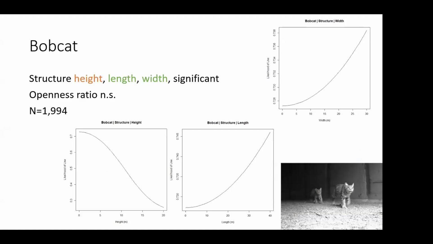Bobcat, structure height had a negative influence on bobcat use, whereas length and width have positive influences. And this, you'll see, is a bit in contrast with mountain lions or puma. And it could be that bobcat are avoiding bigger animals that have the opposite preference and are using those other kinds of structures. And so they're choosing to use or tolerating structures that are different from what their larger carnivore cousins might use.